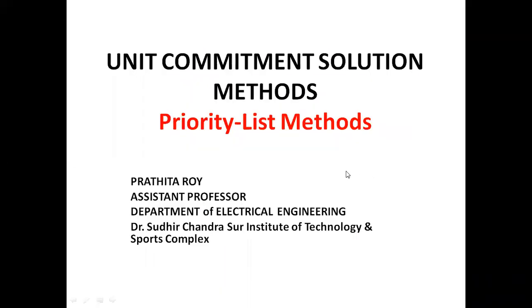So our topic is the unit commitment solution method. Today we will concentrate on the priority list method. From the name it is clear that we have to prepare a list depending upon the priority. So on which basis will we give the priority? Our first conception is that we will give the priority on the full load average production cost.